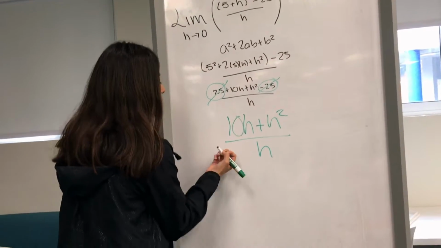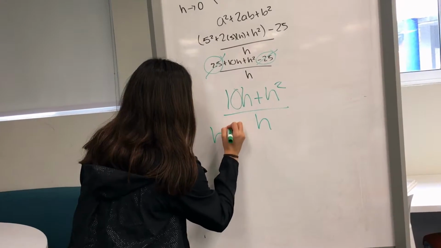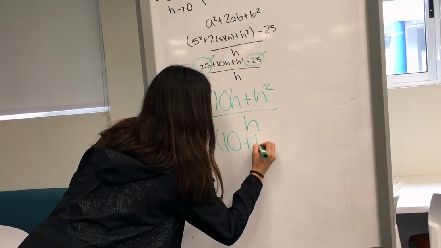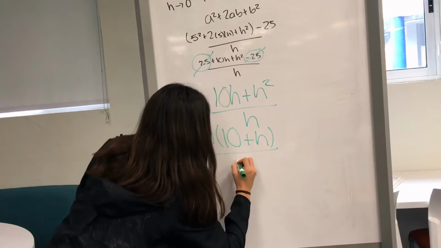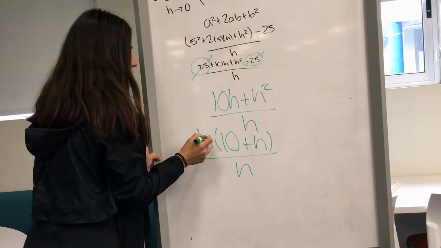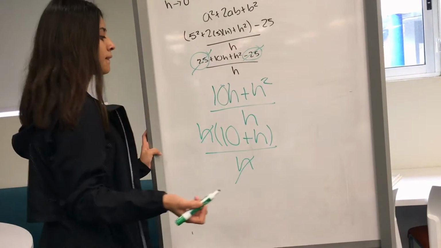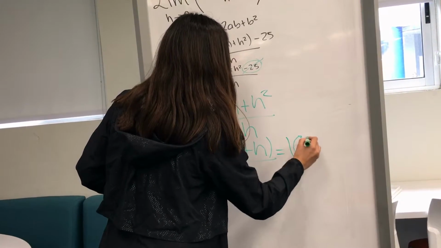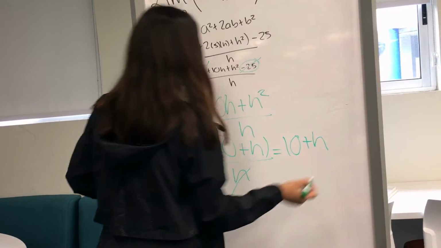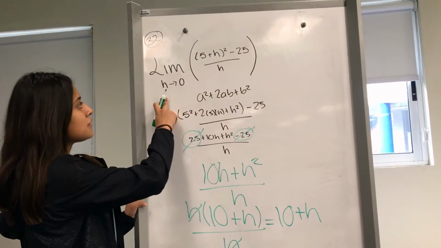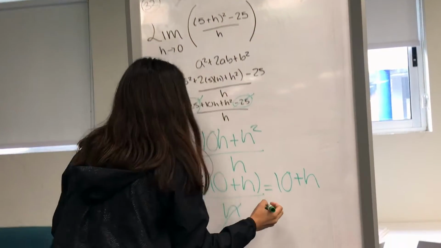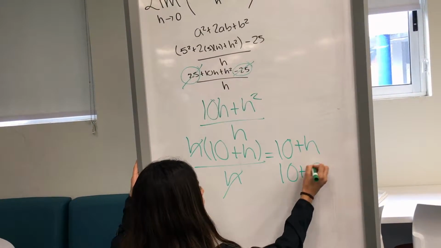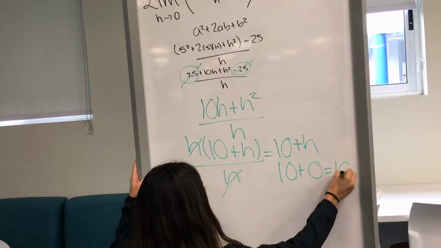Here you can pull out an h and you are left with 10 plus h over h. You cancel these two h's and then your answer will be 10 plus h. And here it says that h tends to 0, so you substitute 10 plus 0 equals 10.